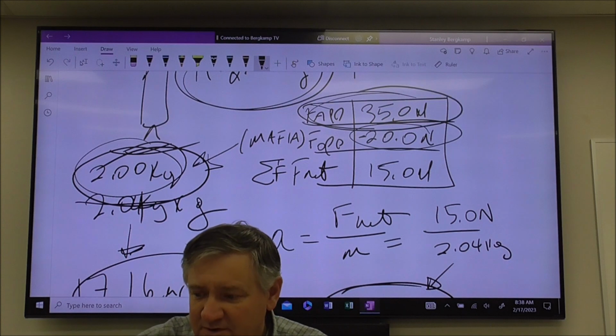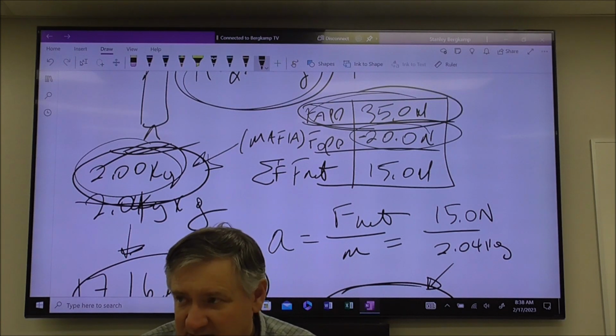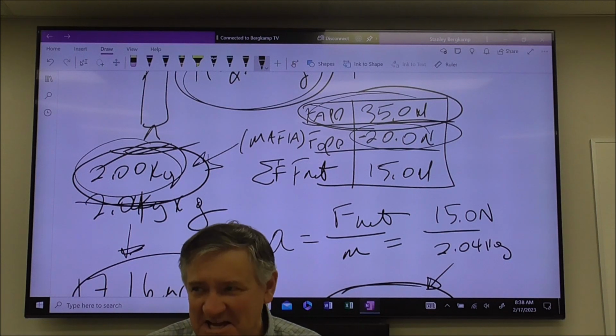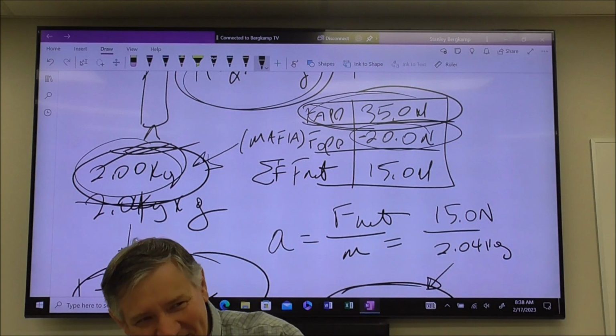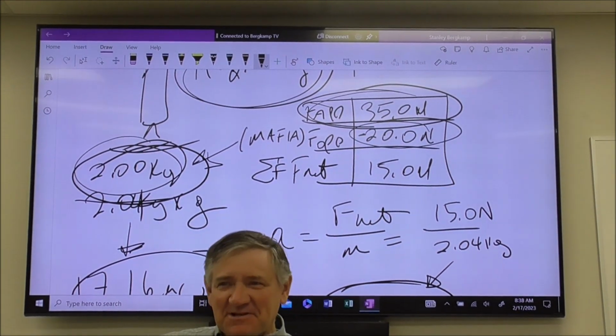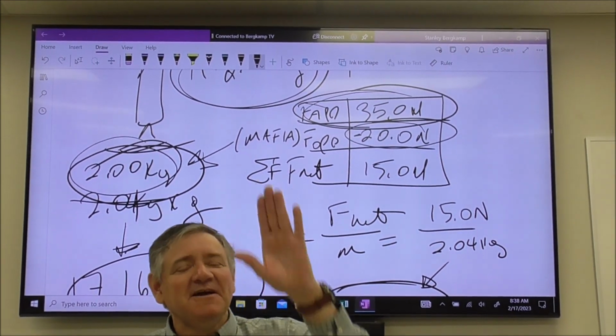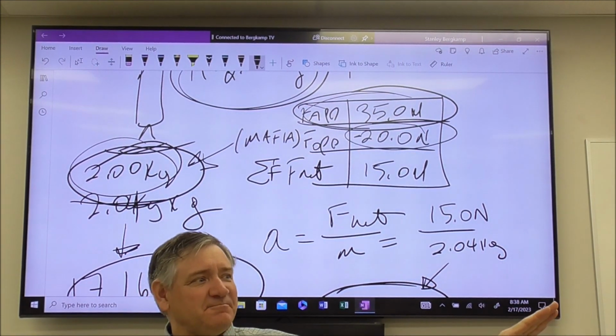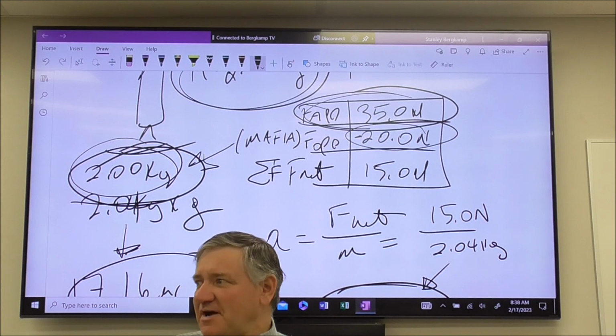Now, Izzy, what's that going to do to the force from the rocket engines? Is it going to increase it, decrease it, or is it going to stay the same? It's going to stay the exact same, because it's the exact same rocket engines, just like it was the exact same balloon. So the force of the rocket engines is going to stay at 35 newtons.